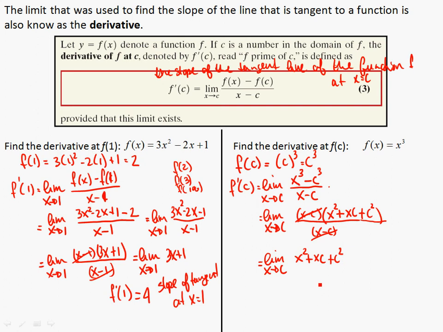What is x going to be replaced with? With c. If this was a 1, I would be plugging in a 1 and a 1. So here I just plug in c. So this is actually c squared plus c times c plus c squared. Well, that's c squared plus c squared plus c squared. I can simplify that. That is actually 3c squared.